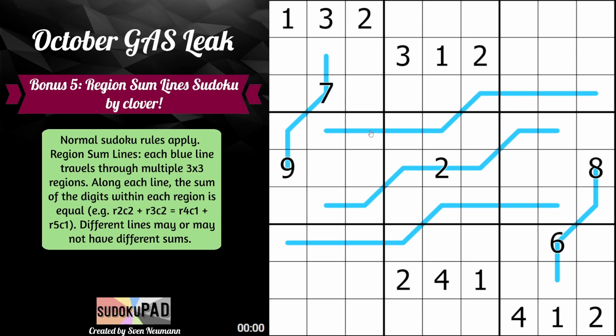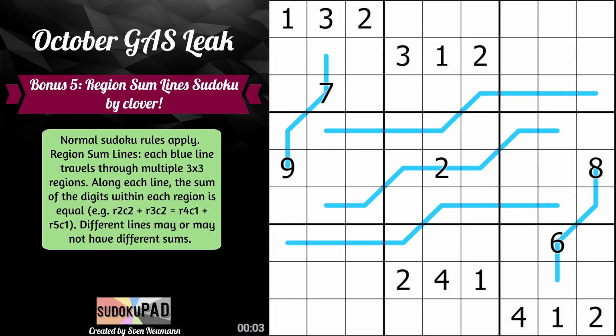All right, and that's what's going to happen. For example, here, this blue line that's pretty long, these 3 digits will add up to this digit, which adds up to these 2 digits, which adds up to these 2 digits. All right, those are the rules. Let's just jump right into it.